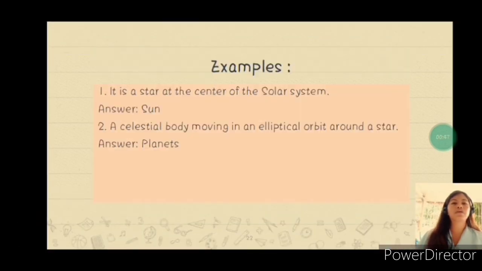For example, number 1, it is the star at the center of the solar system. Our answer is the sun. Second, a celestial body moving in elliptical orbit around a star. Yes, the answer is planets.